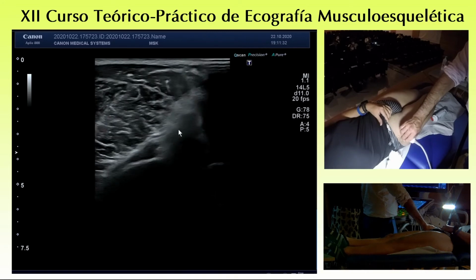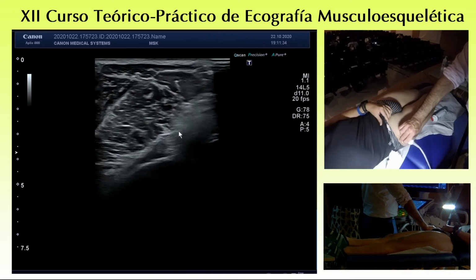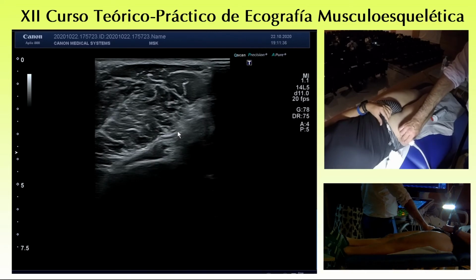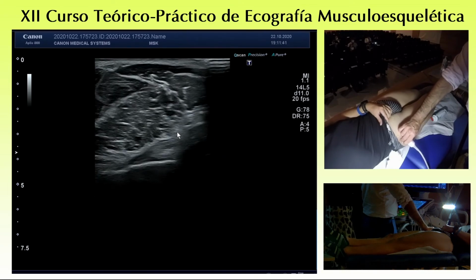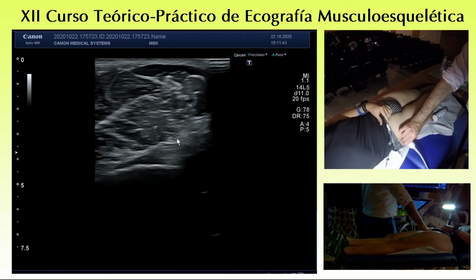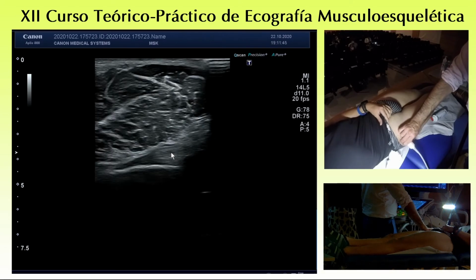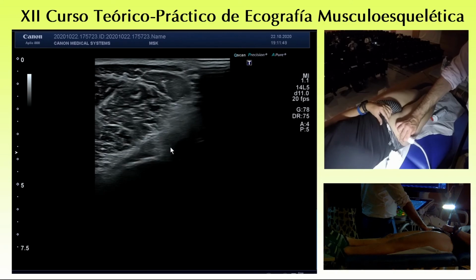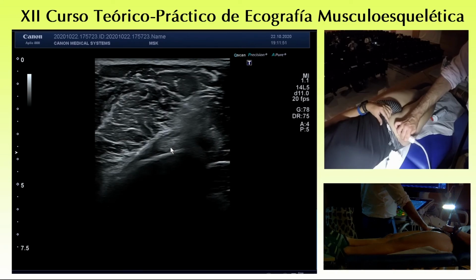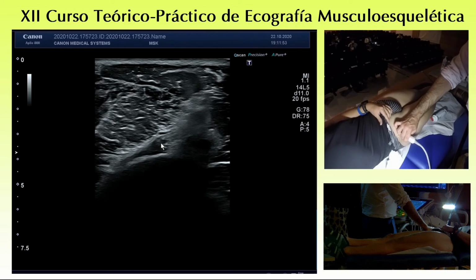Move. You have to move not only laterally, but also with the one edge of the probe to keep it a bit more oriented toward the acetabulum. Okay, this is the point. Okay, from ear to ear.